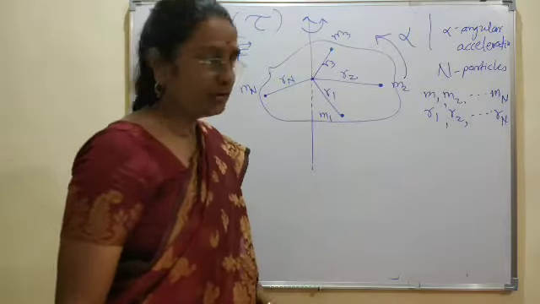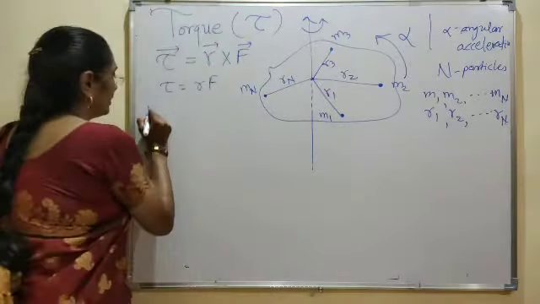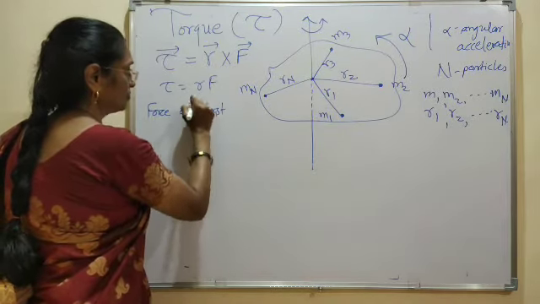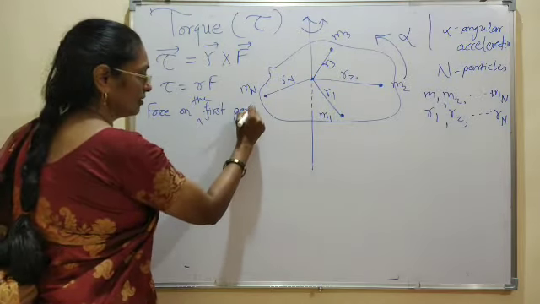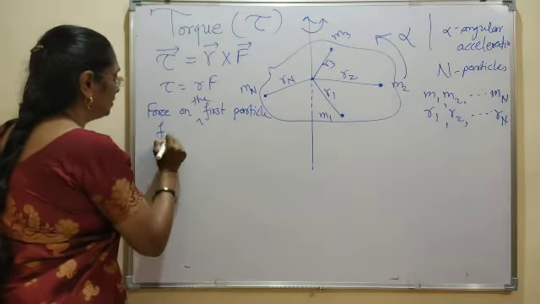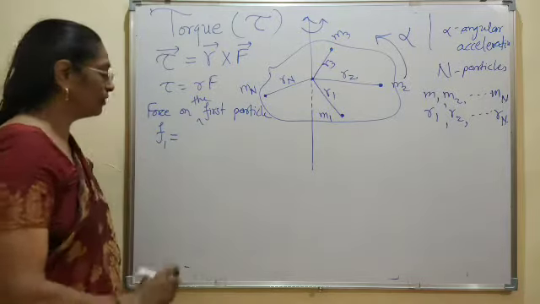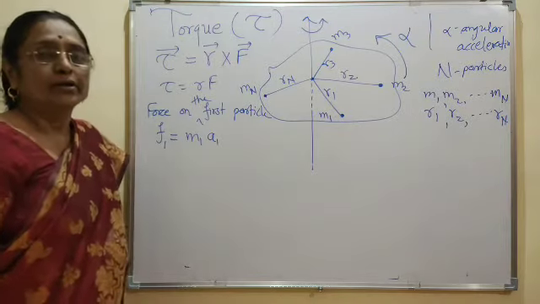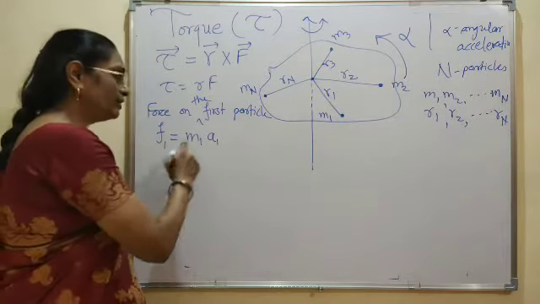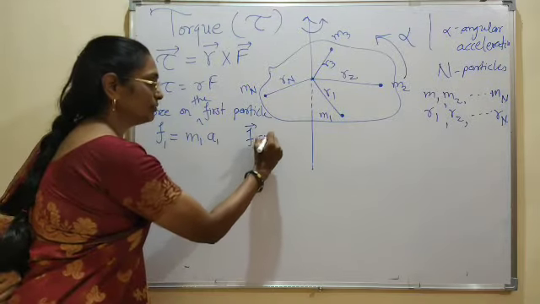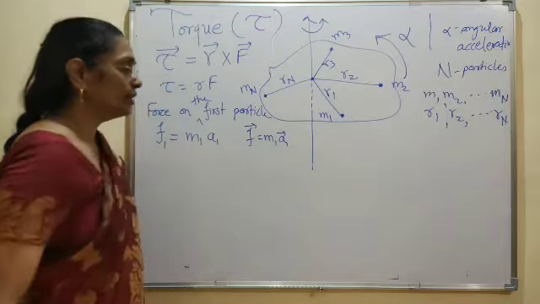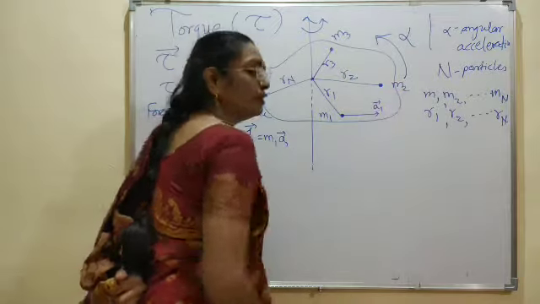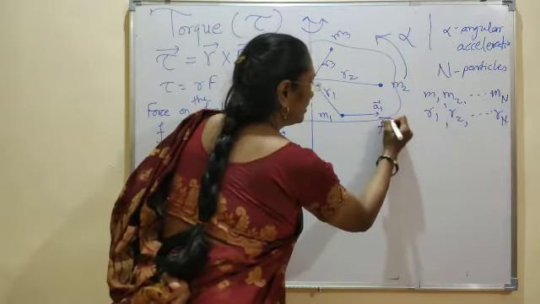So for the first particle, the force on the first particle, F1, denoted by small f1, is equal to m1 a1, according to Newton's second law. If we write the vector equation, vector F is equal to m1 into a1. Here a1 is the tangential acceleration, and in the same direction F1 can be shown.